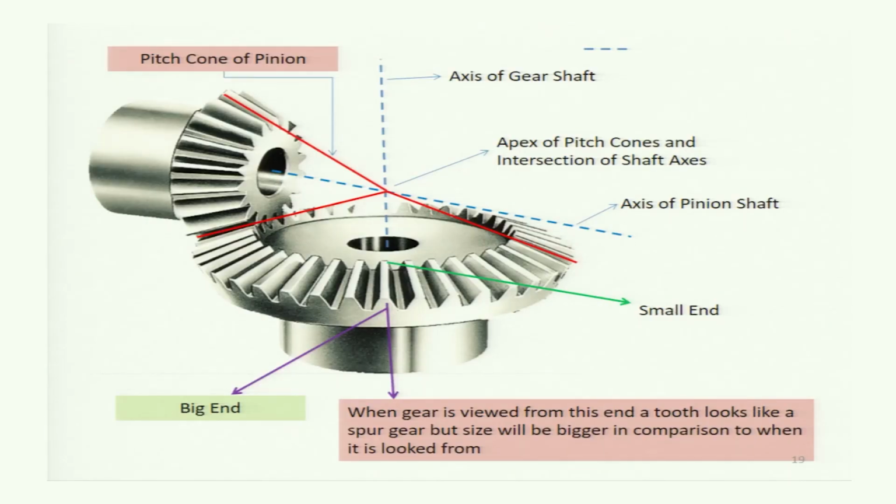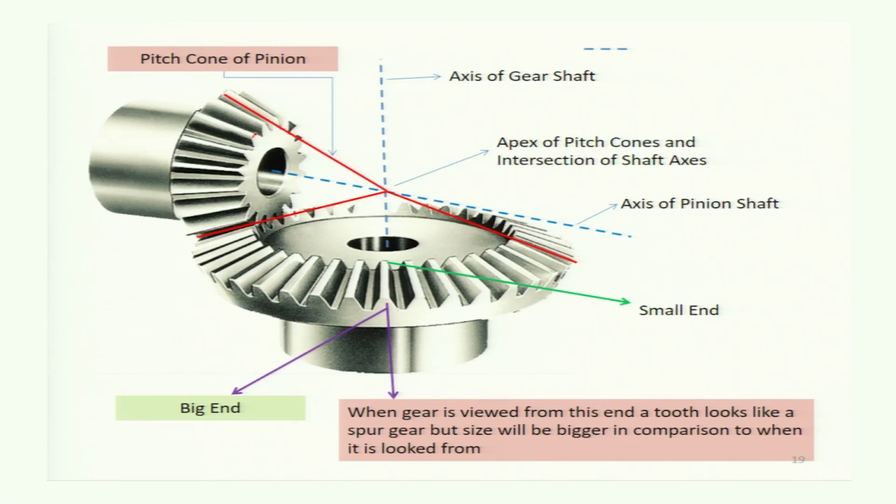We see the pitch cone of the pinion is this one, and the pitch cone of the gear is this one. These two intersect at the apex of the pitch cones, at the shaft angle. This is the axis of the gear shaft, this is the axis of the pinion shaft. When the gear is viewed from this end, a tooth looks like a spur gear, but the size will be bigger compared to when it is viewed from the small end. This is called the small end, this is called the big end.